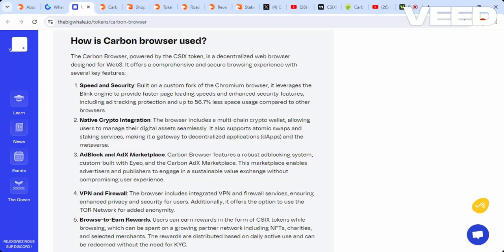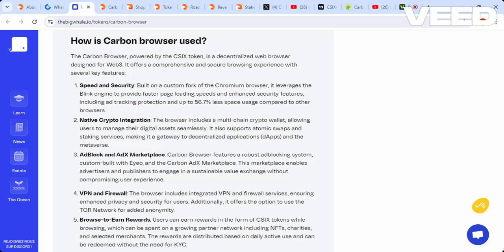One, speed and security. Carbon browser is the fastest Web3 browser, and the only second browser that is close to it is Safari, the Apple browser. That's the only app that's second to it when it comes to speed. And it has native token integration, which means that it is made in a way that you can integrate your crypto wallet into the browser and have what we call a seamless digital experience, right? It also supports atomic swaps and staking services, making it a gateway to decentralized applications and the metaverse.